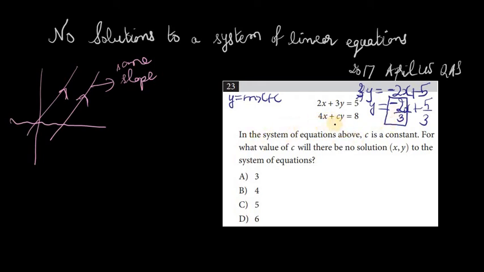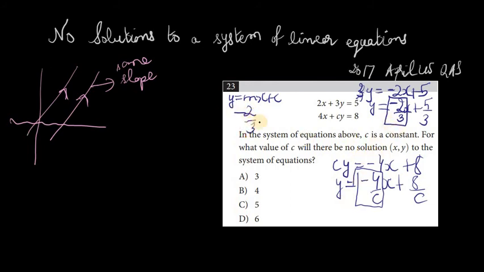And now for the second equation, I'm going to do the same. I'm going to subtract 4x from both sides, so it will become negative 4x plus 8. And then I'm going to divide by c to isolate my y. So this will become negative 4 by c x plus 8 divided by c. And now I can just equate both the slopes to each other, because in order for there to be no solutions, the slopes have to be the same. So negative 2 by 3 equals negative 4 by c.